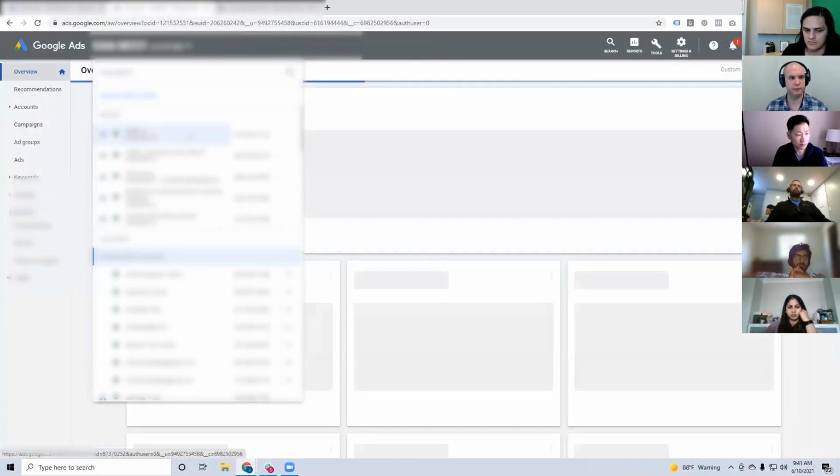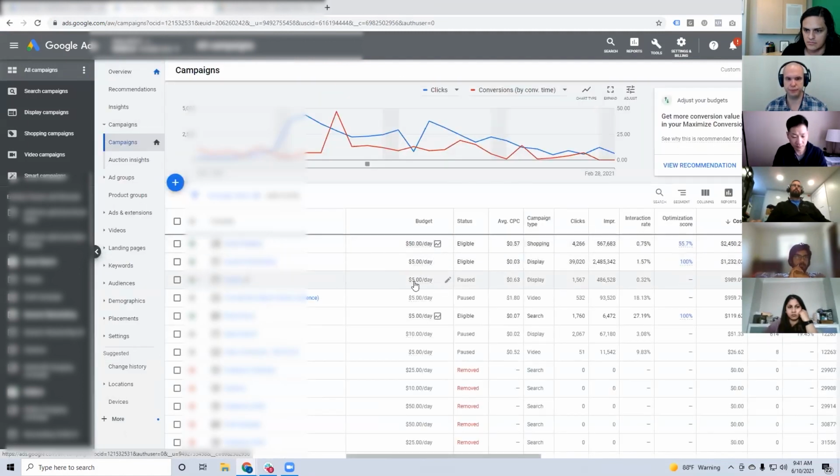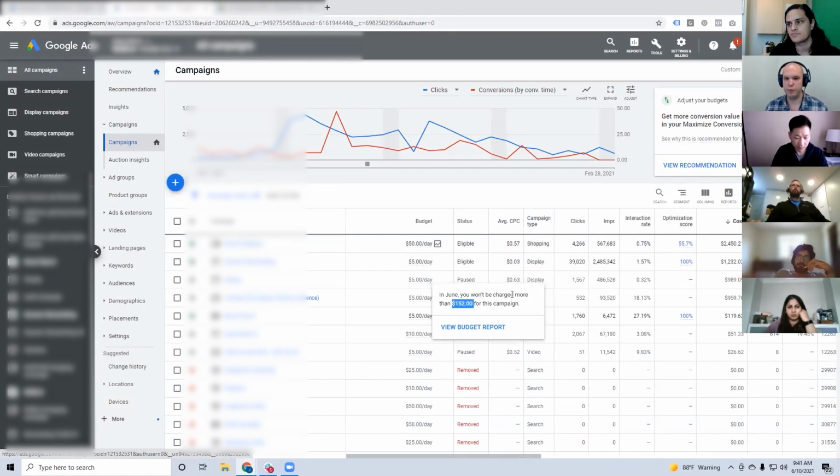Back to level 8. You'll notice that when you hover over your campaign, it'll actually tell you what it's going to charge. So in June, because it's now, you won't be charged more than $152 for this campaign. That's real. It might spend $600. It will not charge you more than $152.